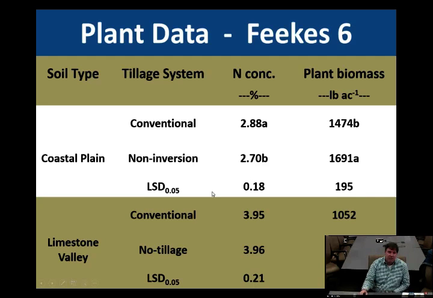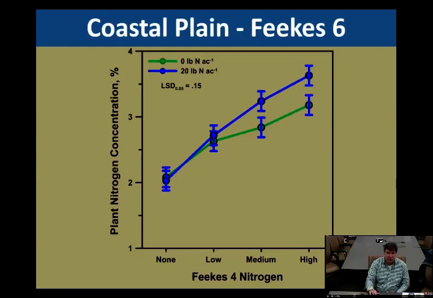And if you take a look at Limestone Valley or Tennessee Valley, you can see we had higher N concentrations, but notice the plant biomass, the plants are smaller. So it's that dilution effect, I think. These were not as diluted, so we just had higher N concentrations there.